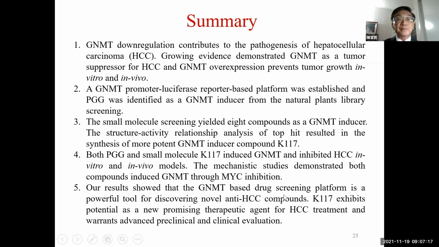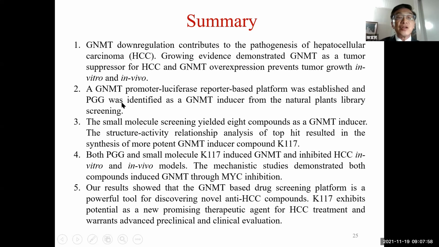Okay, in summary, I hope through this presentation I can convince you that GMT is a very important tumor suppressor gene for liver cancer. Its downregulation contributes to the pathogenesis of hepatocellular carcinoma. And there is growing evidence, not only from my lab but also from other labs in the world, including labs in Spain, Italy and the United States, showing that GMT is a tumor suppressor for HCC, and GMT overexpression prevents tumor growth both in vitro and in vivo.